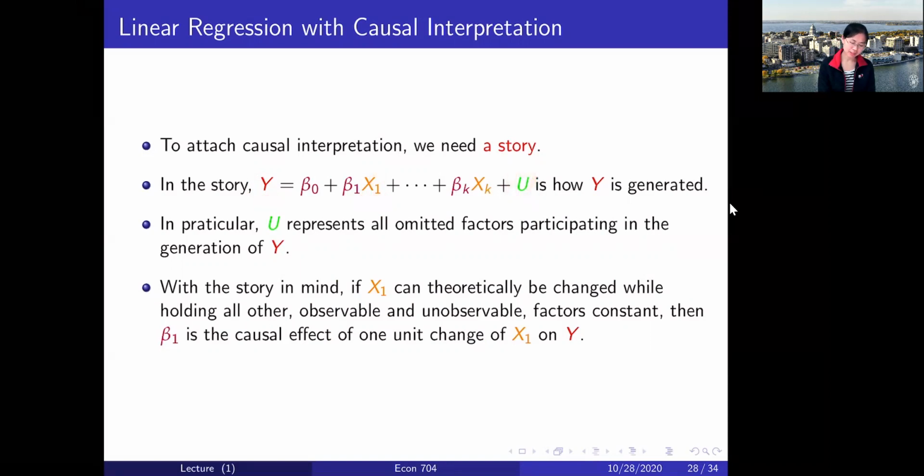Is it possible to hold the other factors constant when you change the party affiliation of the governor? If that is possible, and if that is the thought experiment you are imagining for saying that party affiliation of the governor causes COVID-19 cases, then beta 1 can be interpreted as the causal effect of party affiliation on the number of cases.